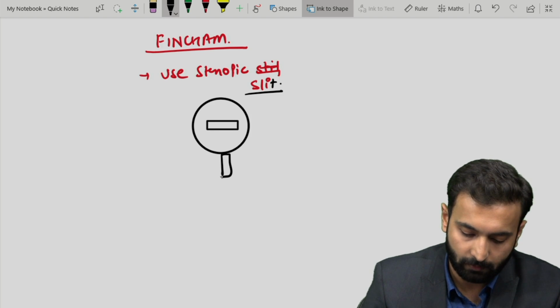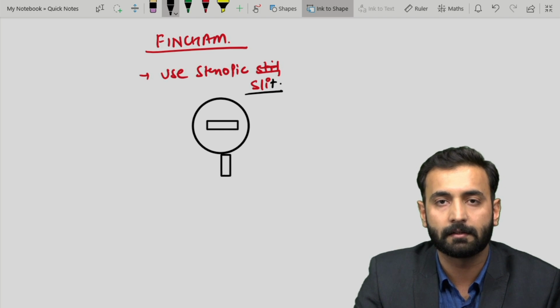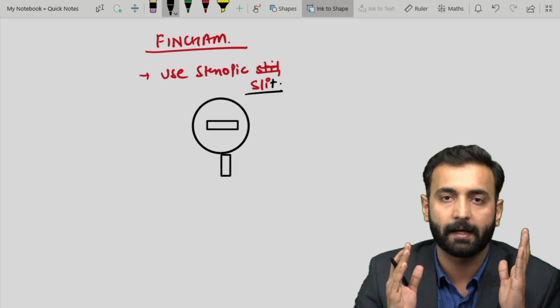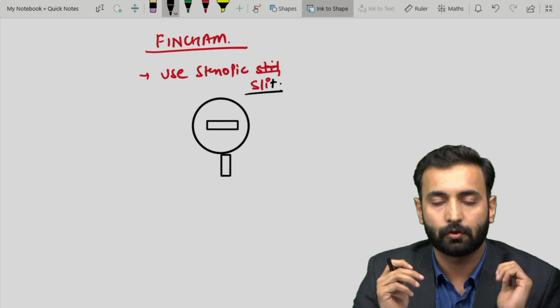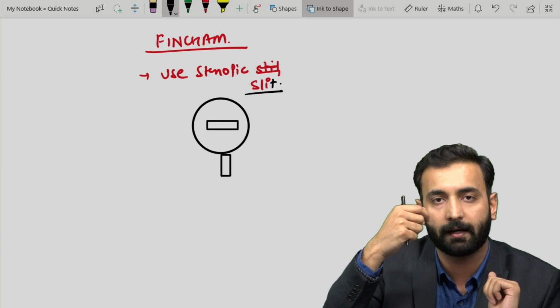It looks somewhat like this, right? So this slit is passed in front of the eyes. Now suppose my right eye has acute congestive glaucoma and my left eye has immature senile cataract. So what we do in the Fincham test is that I pass this stenopic slit in front of my right eye.